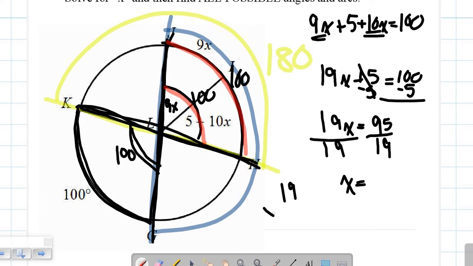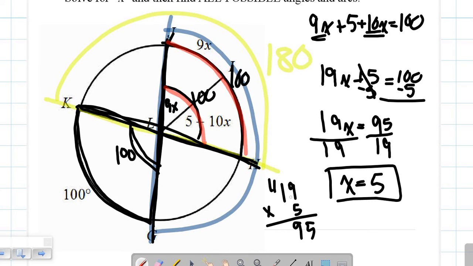Just so you can see the math here, let's do 19 times 5 and see what happens. You see that's 95, so X equals 5. But wait, there's more. Let's go ahead and take that value of 5 and plug it in. So 9 times 5, we just found the measure of this angle is 45 degrees. And 10 times 5 is 50. That's 95, which makes sense because it has to add up to 100.